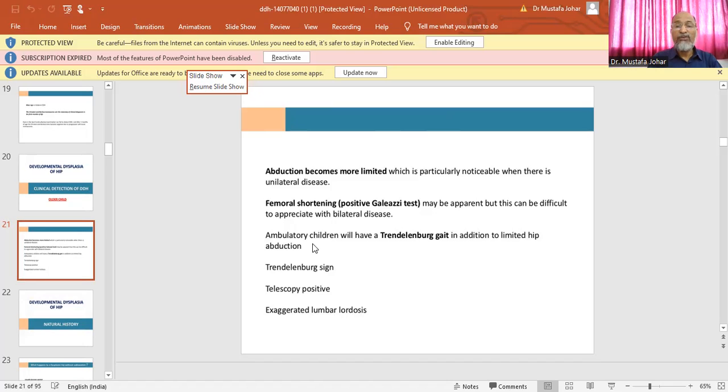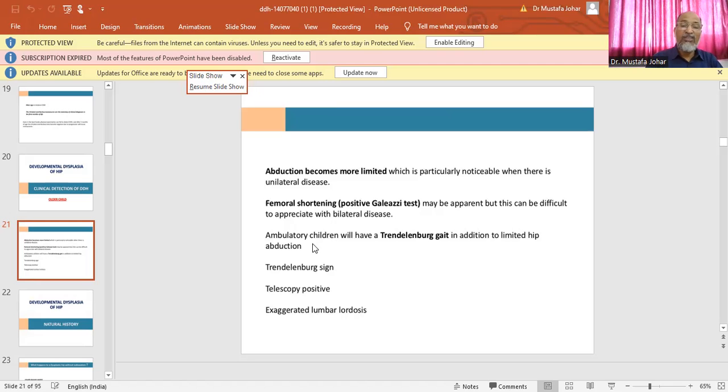As you already know what is Trendelenburg sign, then you have got telescoping positive when you push the knee of one side with the child in the supine position and the other hand on the hip area. You can feel that the head is touching your other hand. For example, if you are examining the right hip of the child, and you are putting your left hand on the posterolateral aspect of the child's hip, and you are pushing the right knee with your right hand, you can feel the head is touching your left hand, and this is a positive telescopic sign.